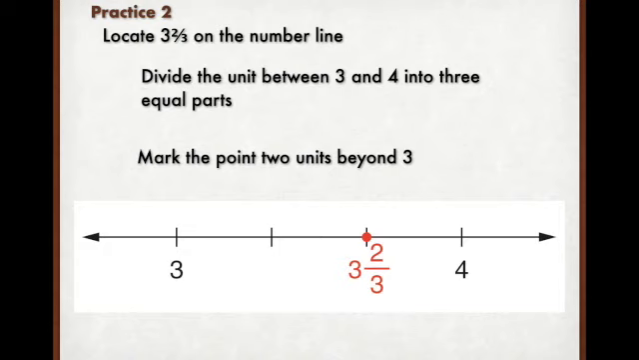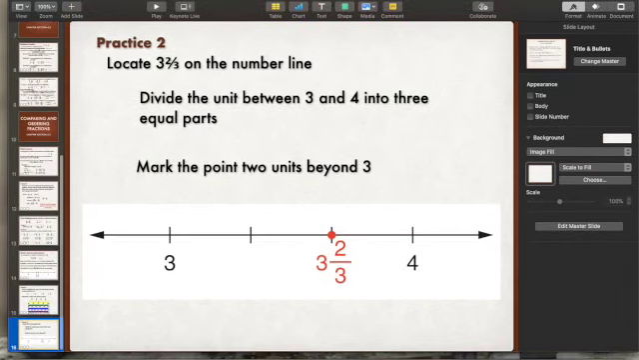Now, if I have 3 2/3, I do want to make it like 1, 2, 3, 4. Okay, I know it's between the 3 and 4 for the 3 part, but then I want to divide between the 3 and the 4 into 3 parts because we have 2/3, and then I mark that 2/3. So, okay, we're all done.